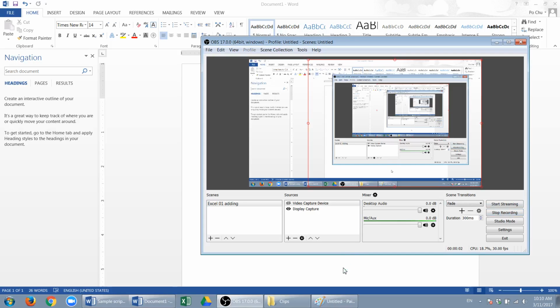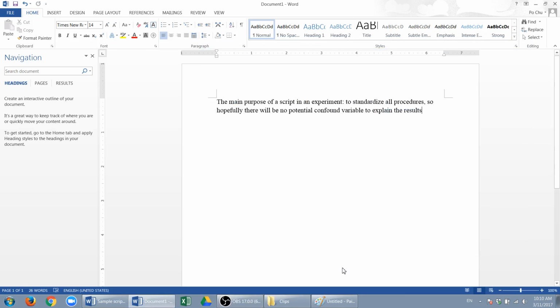Okay, everyone, in this clip, we're going to talk about a script in an experiment. If we conduct an experiment, we need a script. It's kind of like acting, because when you conduct an experiment, you need to standardize all the procedures. The main purpose of a script in an experiment is to standardize all procedures, so hopefully there will be no potential confound variable to explain the result.